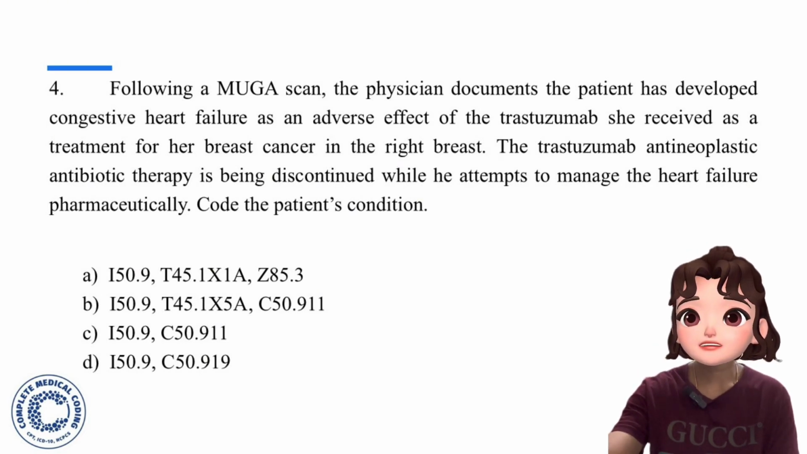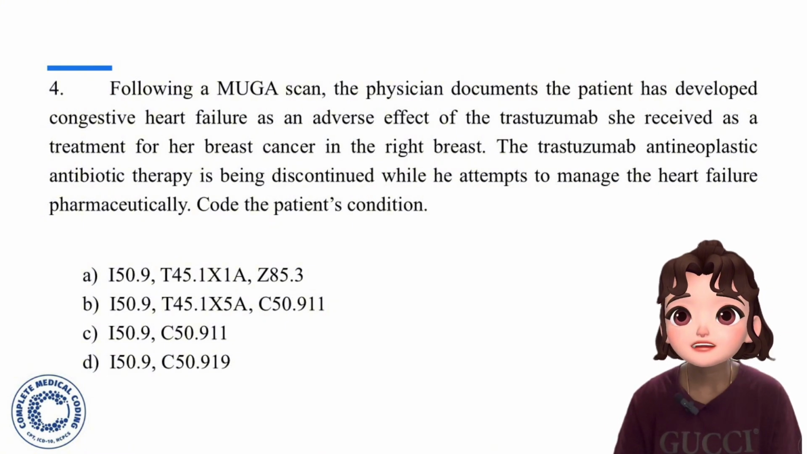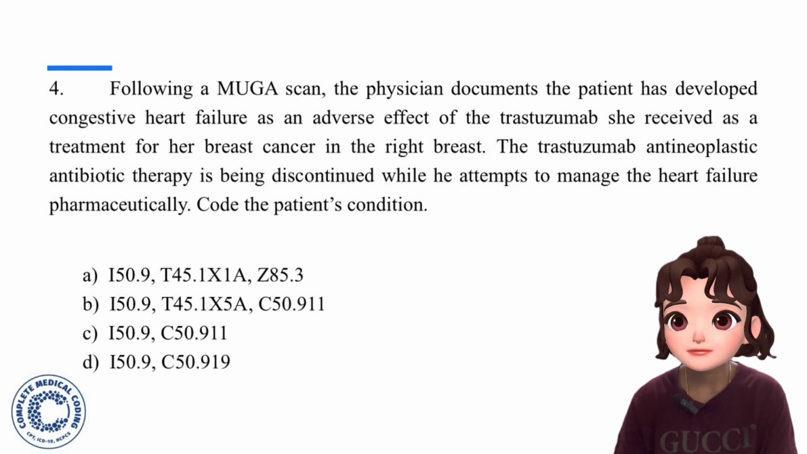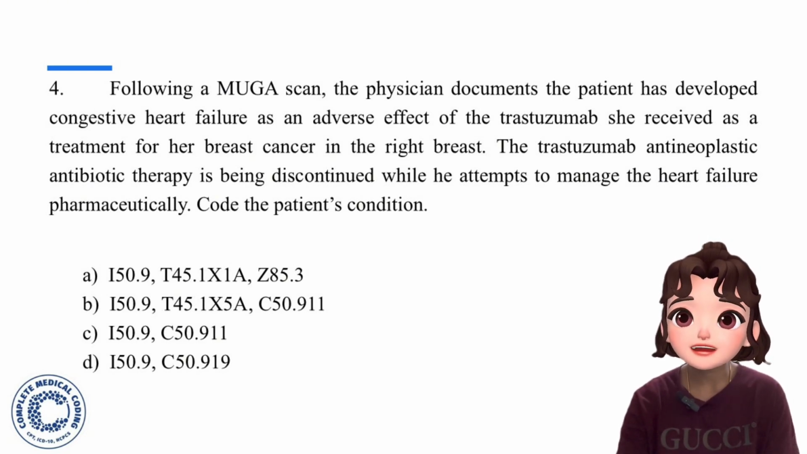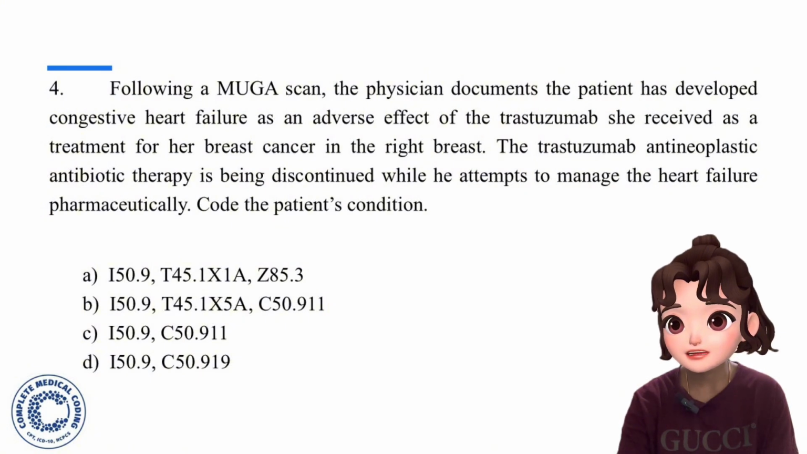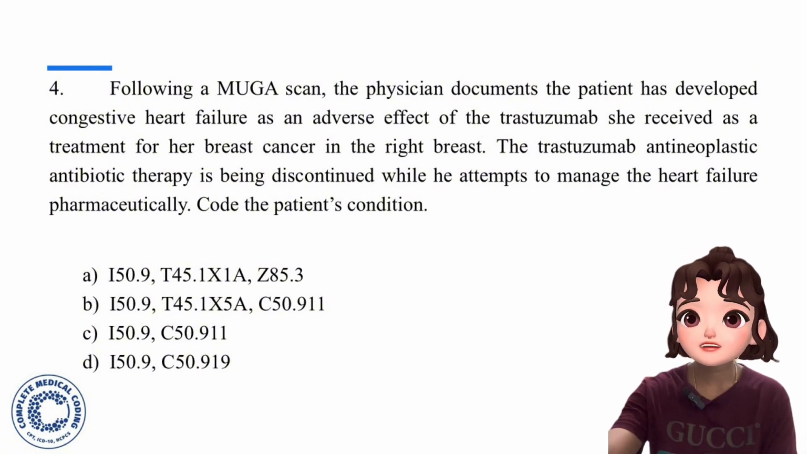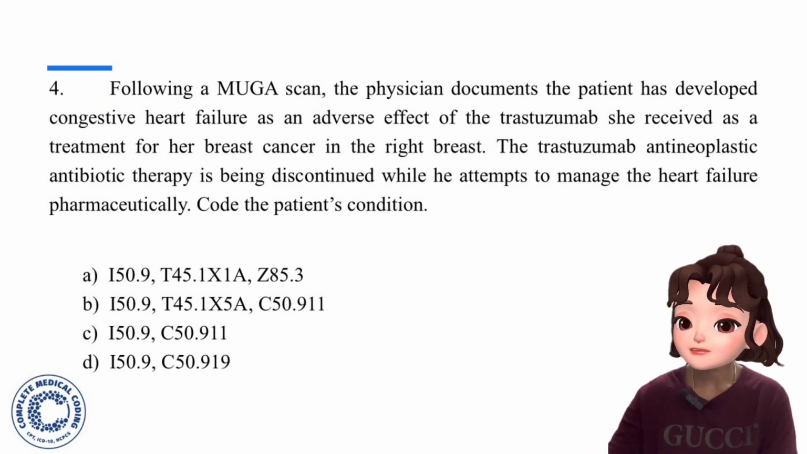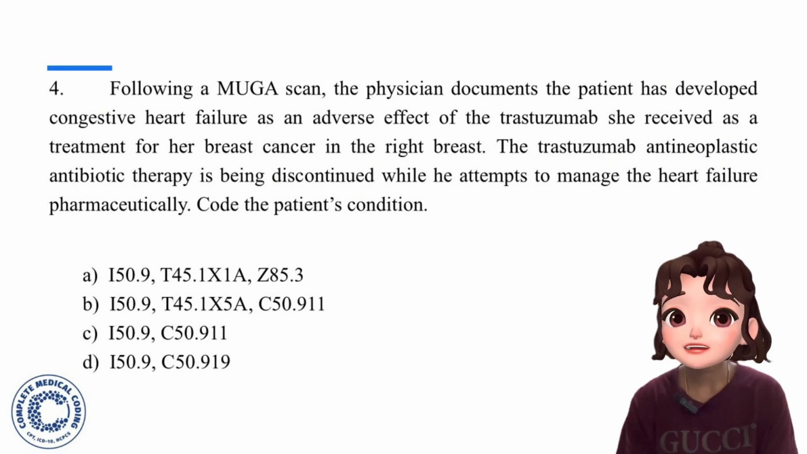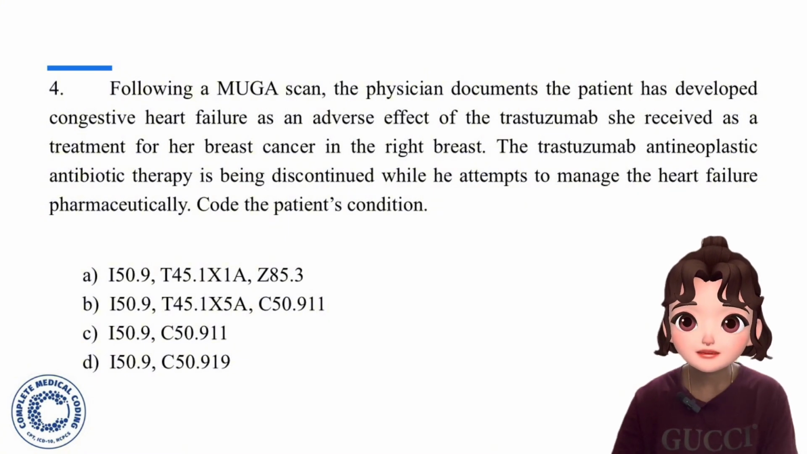Now, if you go to the second code in option A, T45.1X1A, which is poisoning by antineoplastic and immunosuppressive drugs, accidental, initial encounter. We will find out the T code first. So, poisoning by antineoplastic and immunosuppressive drugs.